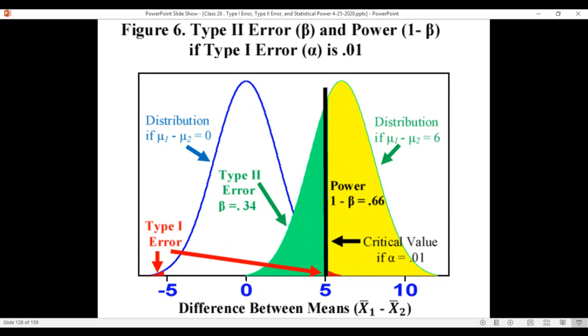Now, earlier in the lecture, we learned that switching to an alpha of 0.01 increases beta, the probability of type 2 error. So if beta increases, that's the green part, then power automatically decreases, that's the yellow part. So switching to alpha equals 0.01 decreases power.